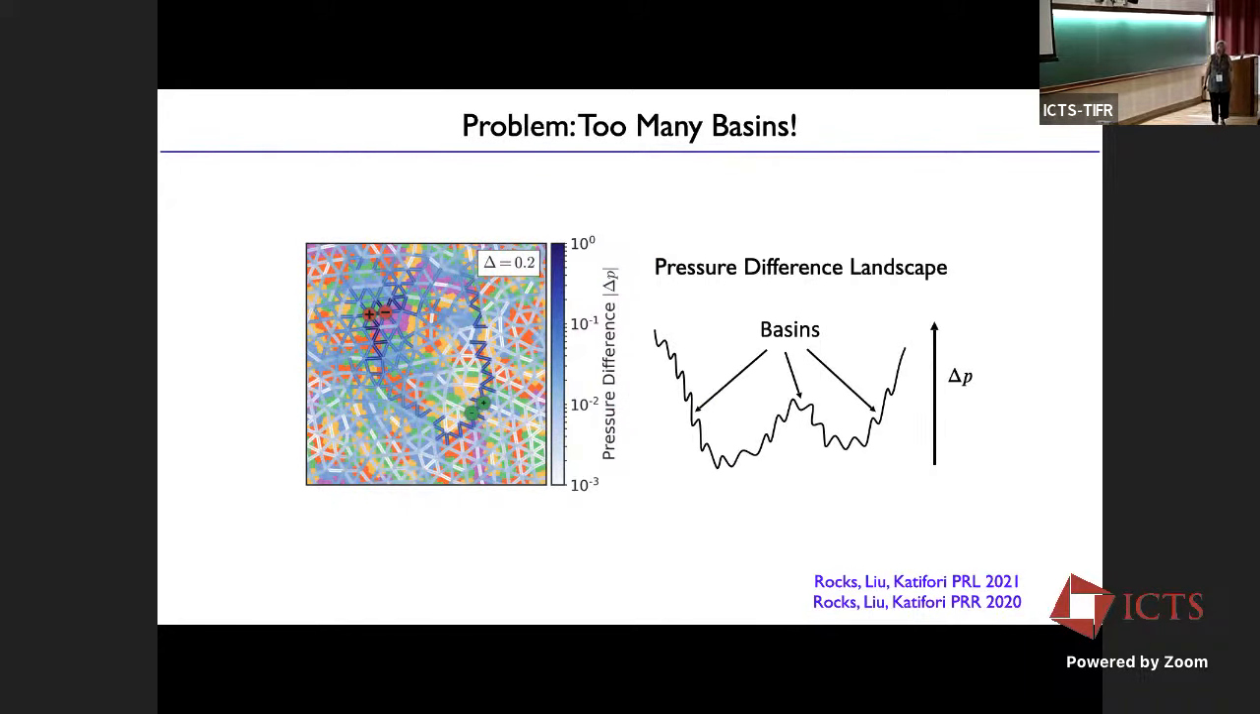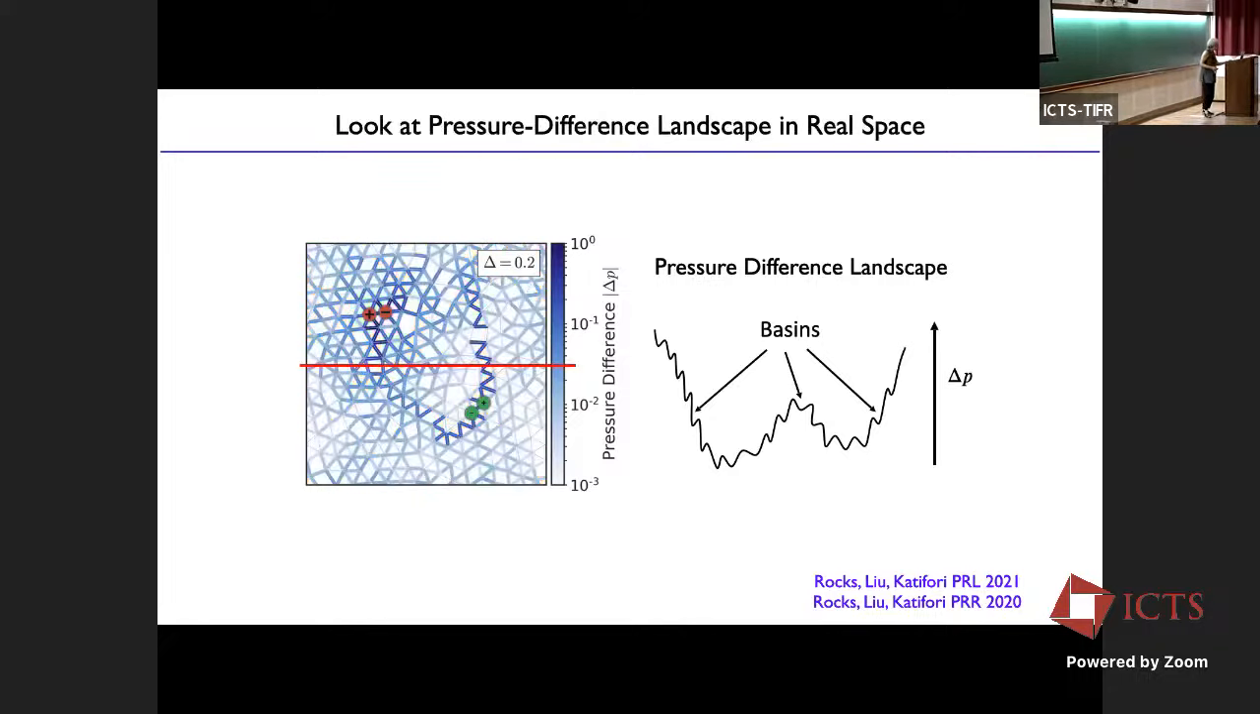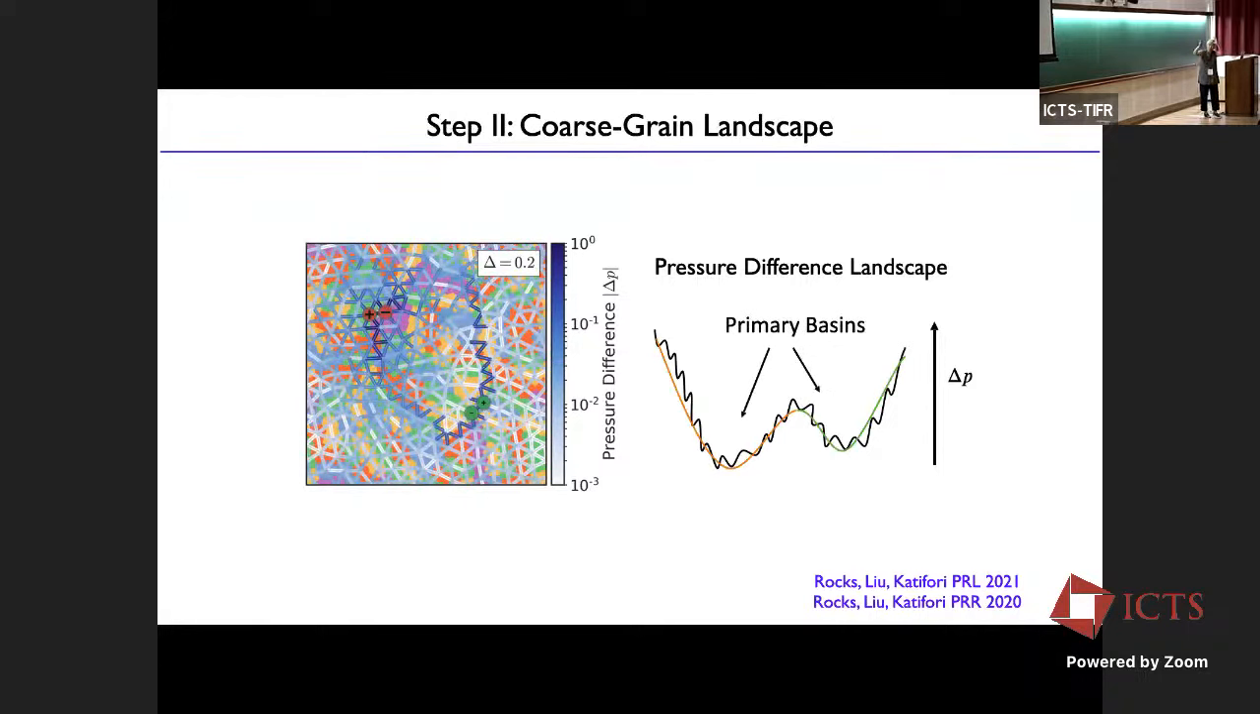So the problem is, if you look at all these connected components that come through, it's a bit of a mess. You just see this mess. This is for a system that's trained to a response of 0.2. And if you take a line across this and look at the pressure difference of the edges that intersect this line, you'll see all these little barriers. So what we do is we coarse grain, and we coarse grain in terms of persistence. That's my line, and that's my landscape across that line, but I can do it across the whole system.